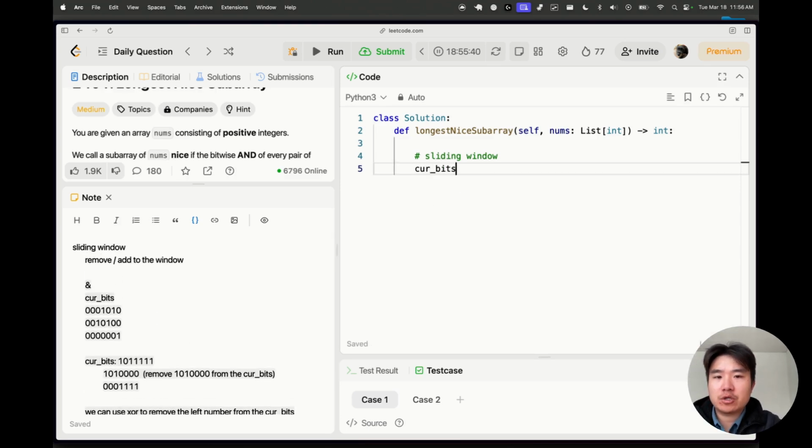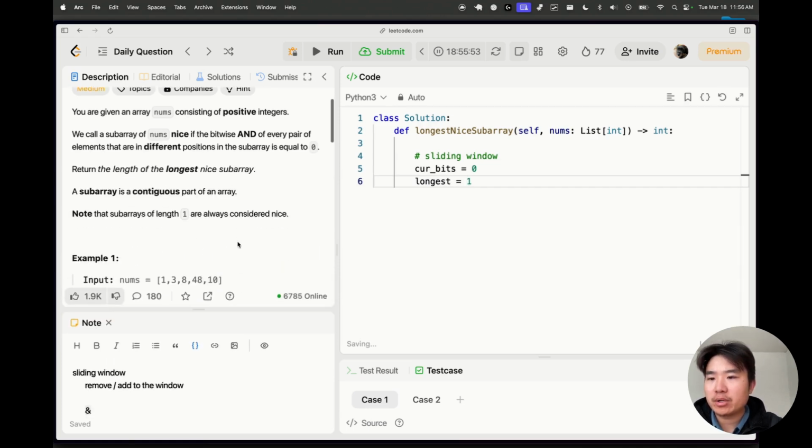We just need cur bits. Maybe cur bits starts out at 0. Longest is 1. I think they say one number, right? A subarray of length 1 is always considered nice, so I guess longest can be 1. We're going to return longest for sure.